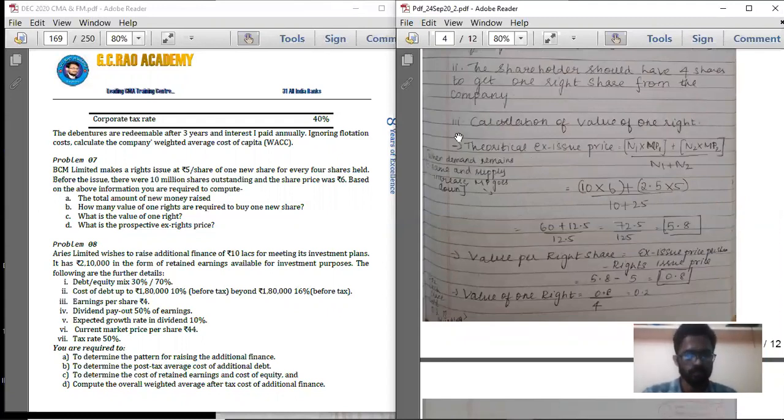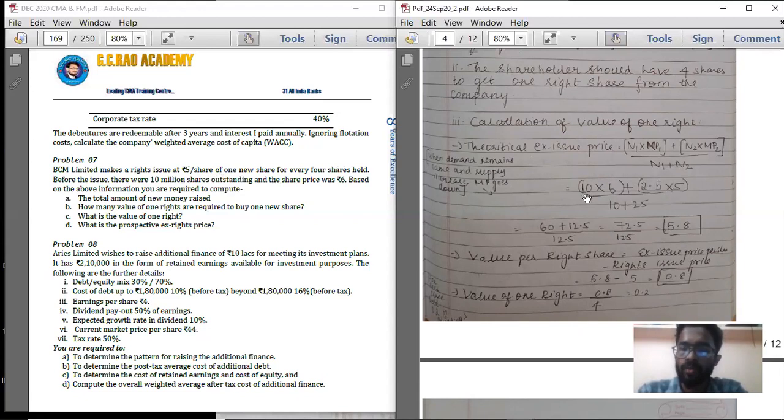So put the heading small Roman number 3, calculation of value of one right. They are asking us value of one right. For that, first we need the theoretical ex-issue price. First, theoretical ex-issue price is equal to, open a bracket, N1 into MP1. N1 is the shares before right issue, that is 10. MP1 is 6. Plus N2 into MP2. N2 is 2.5, that is 2.5 million shares you are issuing at 5 rupees per share. That is MP2.